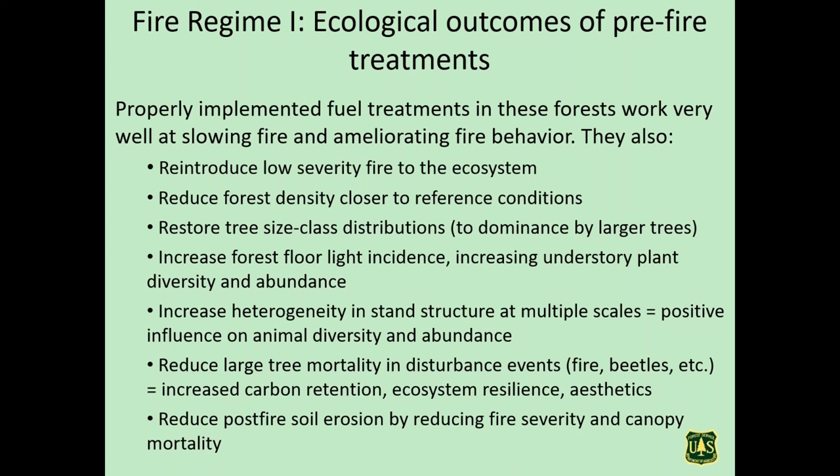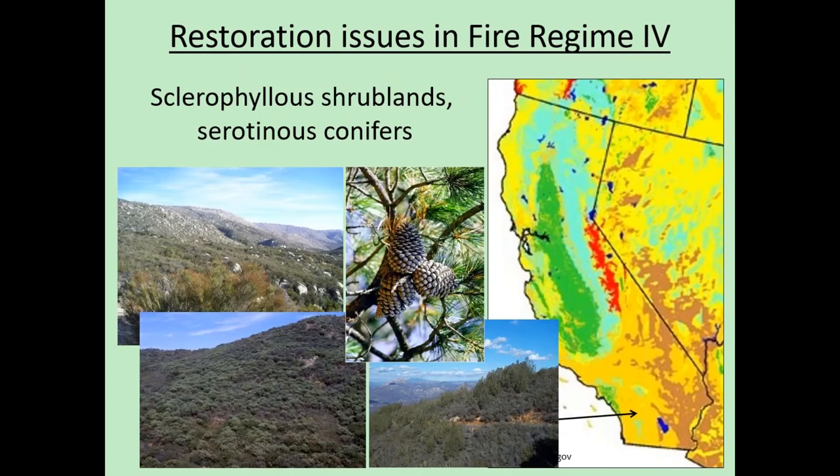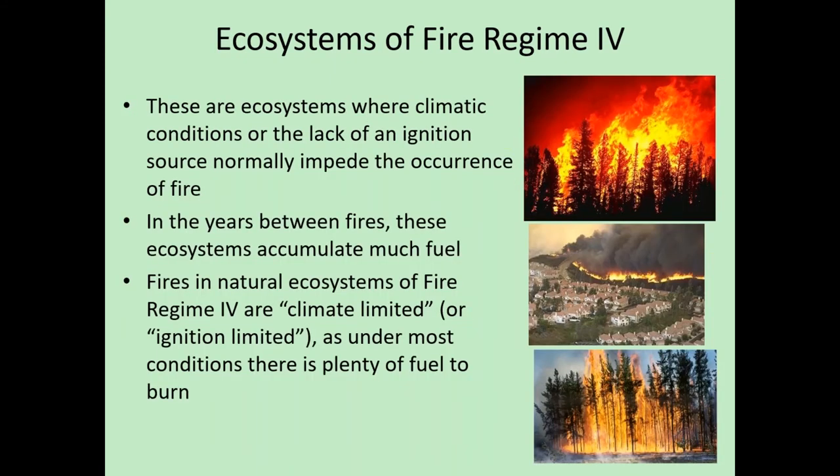Okay? So let's talk about fire regime 4 for a second. And so these are the chaparral and serotinous species. So these are ecosystems where the climatic conditions or the lack of an ignition source or the two normally impede the occurrence of fire, all right?